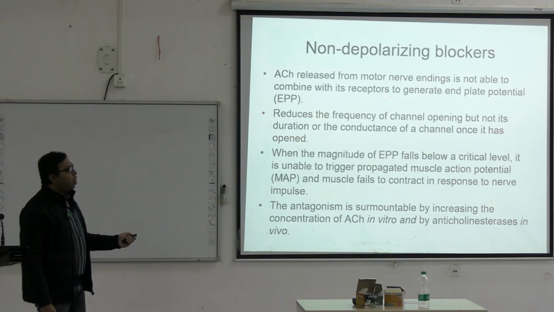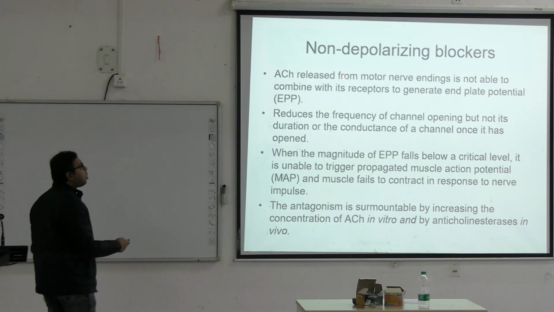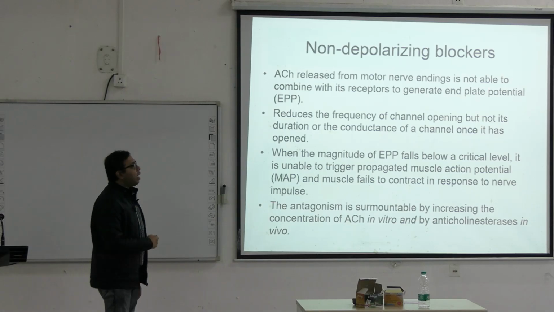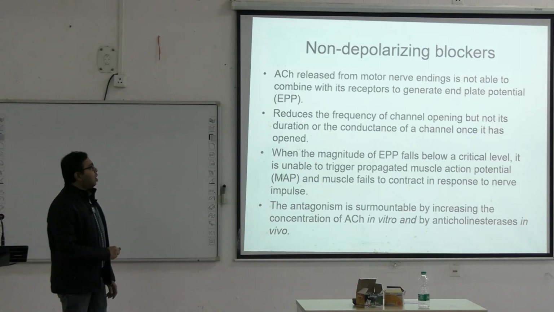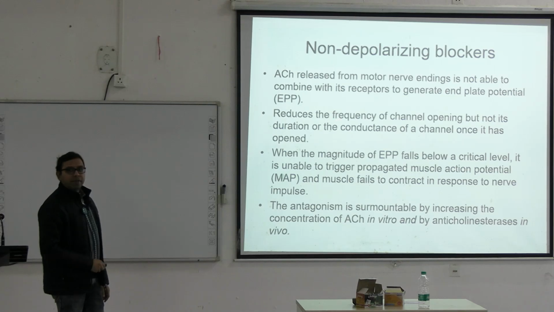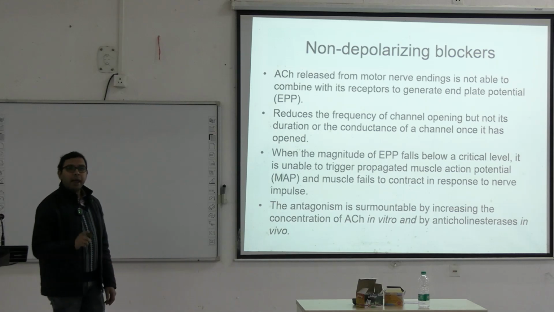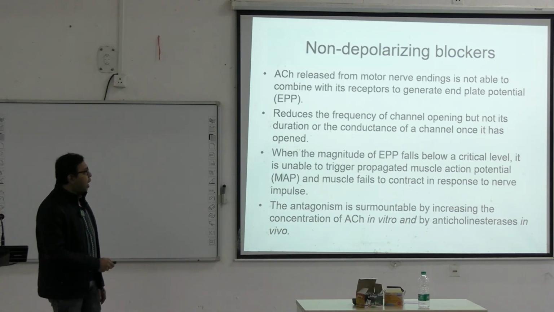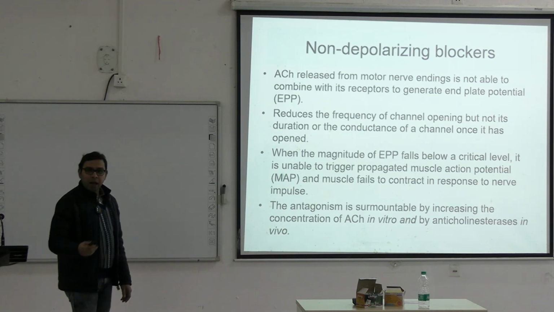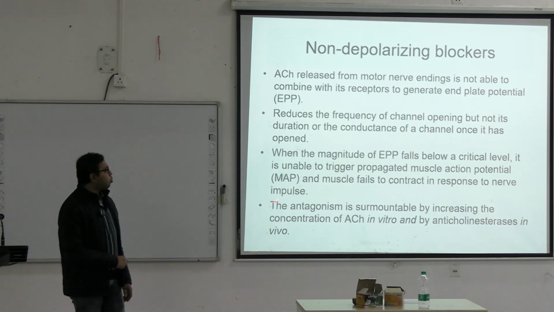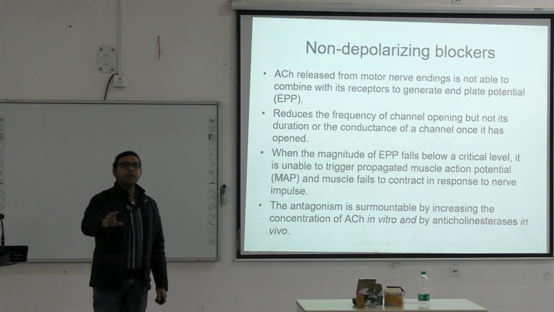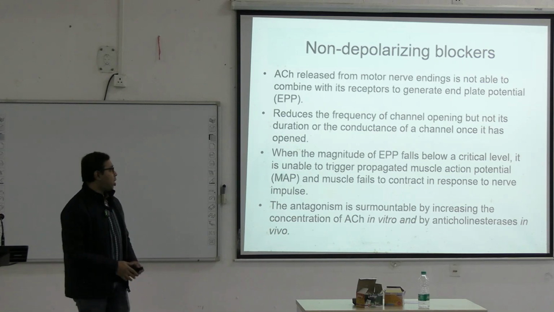So the acetylcholine released from the motor nerve endings is not able to combine with its receptor to generate end plate potential. It reduces the frequency of the channel opening, but not its duration or conductance once it has opened. When the magnitude of this end plate potential falls below a critical level, it is unable to trigger the muscle action potential, and thus the muscle fails to contract in response to nerve impulse. So the nerve impulse is coming, but the muscle fails to contract.